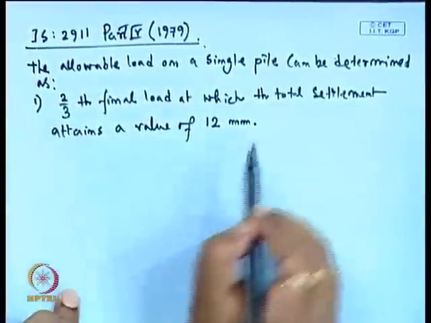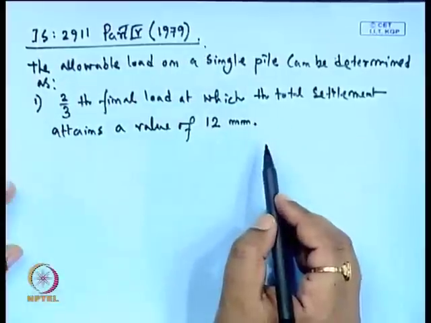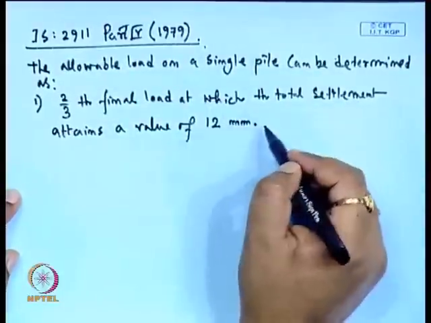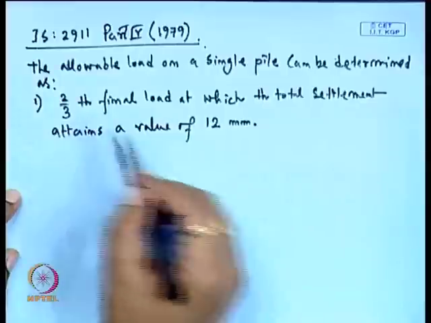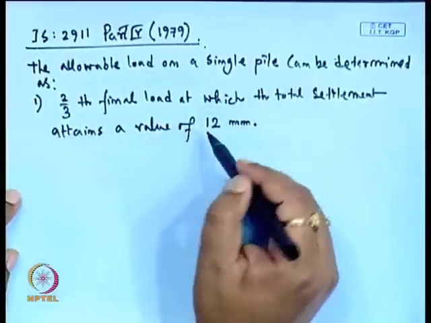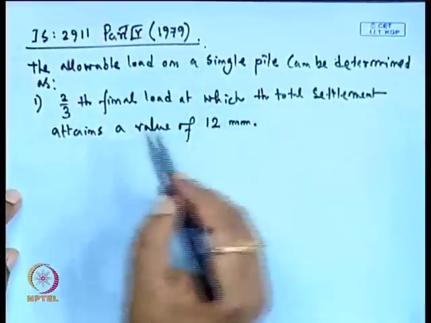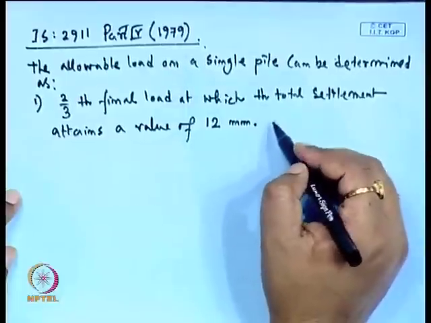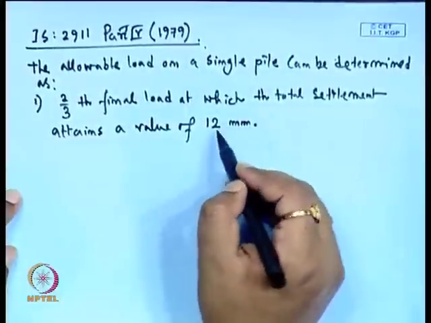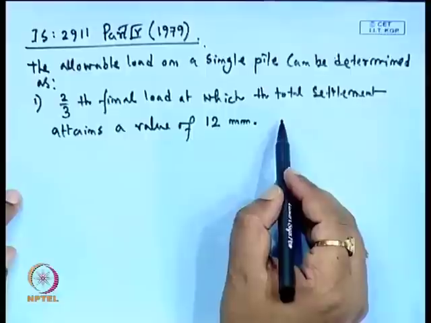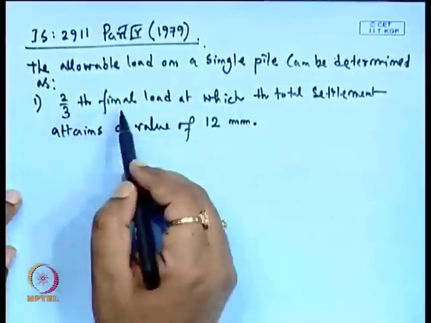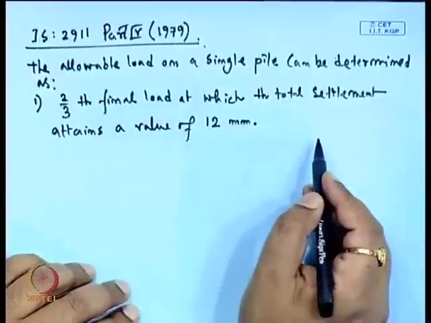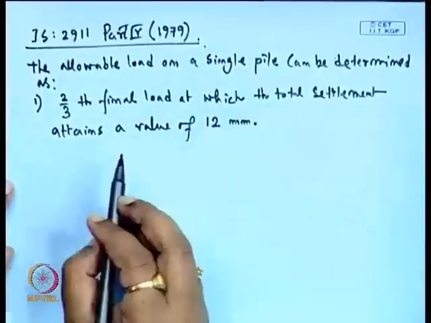So, if nothing is specified, then we can consider the permissible settlement of the single pile to be 12 millimeter, and for the load at which this 12 millimeter is attained, we have to consider 2/3 of that final load. Now, if any permissible settlement other than this 12 millimeter is mentioned, then we have to calculate 2/3 of the final load at which the total settlement attains that specified permissible limit.